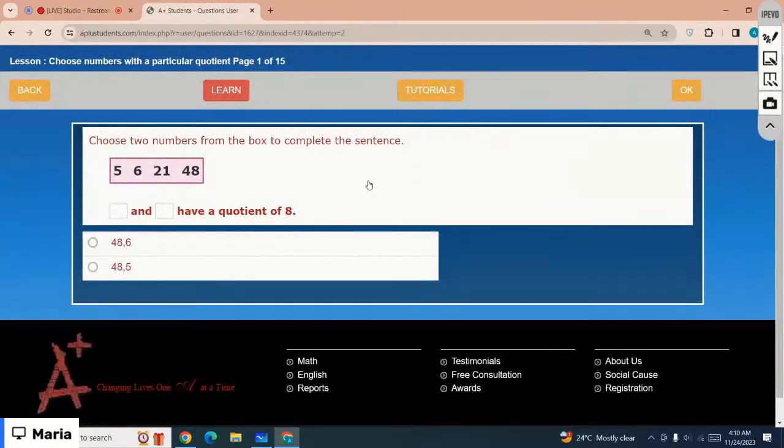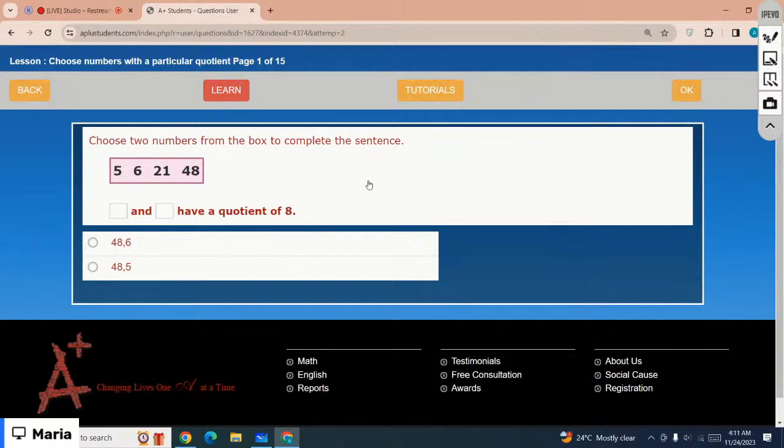Here you are given the options, right? When you are given the options, it is very easy to find the answer. For example, the one I'm on right now is choose two numbers from the box to complete the sentence. The numbers are 5, 6, 21, and 48. You have to choose two numbers that have a quotient of 8. Now just look at the options, 48 and 6, 48 and 5.